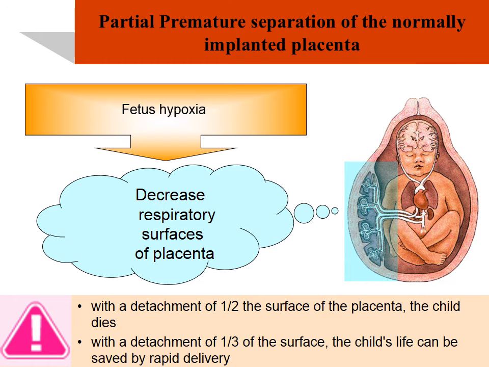Fetal hypoxia due to an abruption will lead to heart rate abnormalities seen on cardiotocograph. Depending on the degree of detachment and the amount of blood loss, the mother may be collapsed and the fetus hypoxic or already dead.